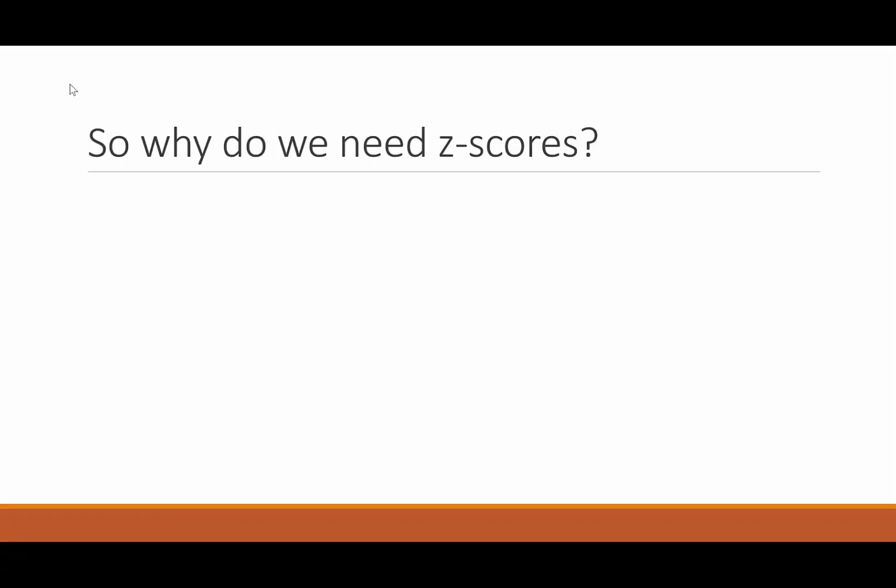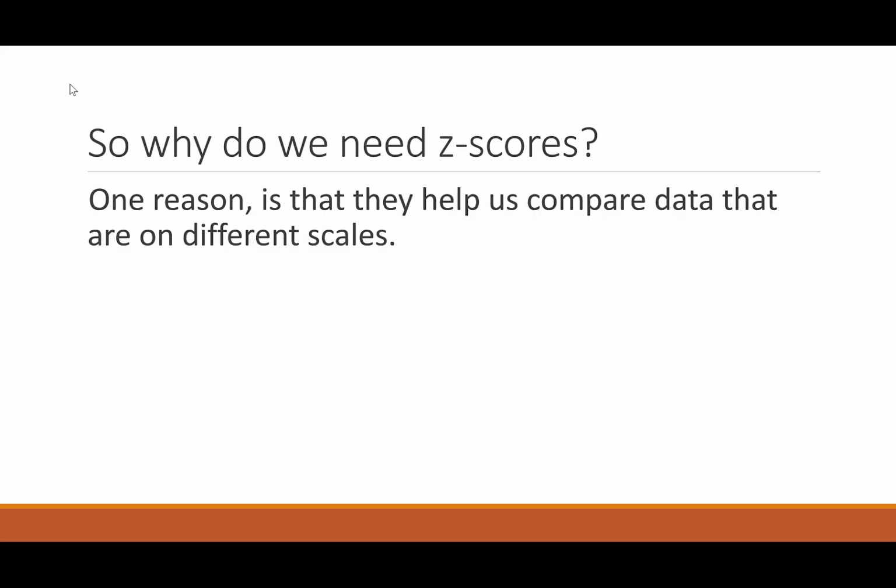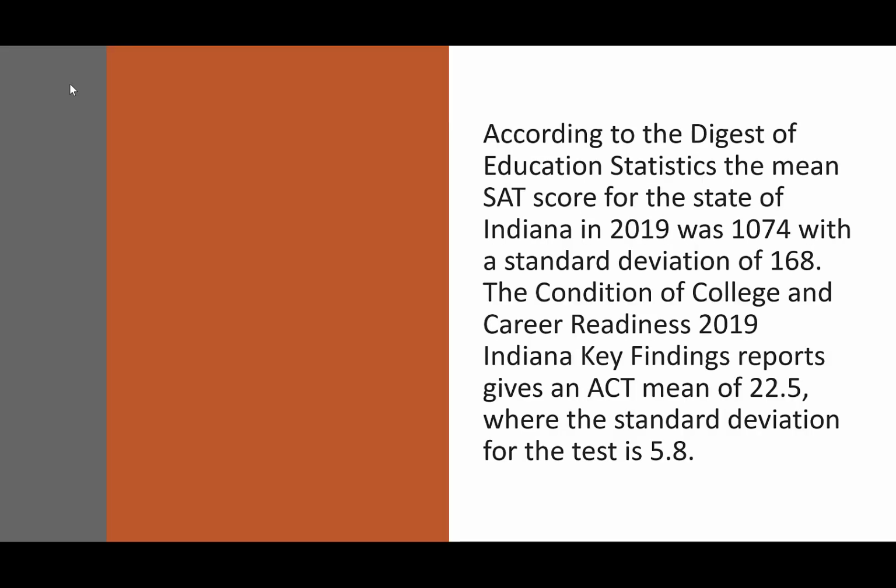So knowing that we have this table and knowing we can use Desmos and other technologies to figure all of this out, you might be thinking, well, why do we need z-scores? And one reason is that they help us compare data that are on different scales. So for example, according to the Digest of Education Statistics, the mean SAT score for the state of Indiana in 2019 was 1,074 with a standard deviation of 168. The Condition of College and Career Readiness 2019 Indiana Key Findings report gives an ACT mean of 22.5 where the standard deviation is 5.8. So you can see we have these two different tests, SAT and ACT, that score completely differently.